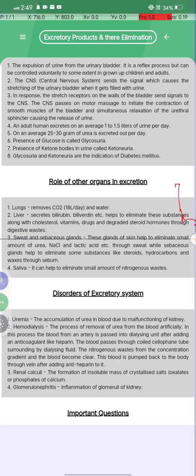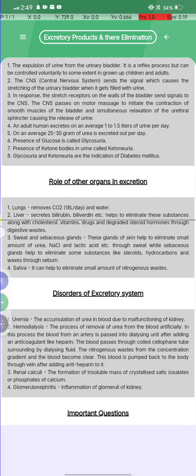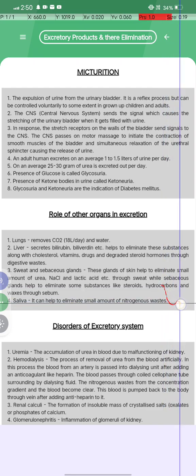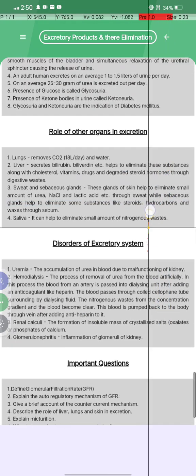Sweat and sebaceous glands. These glands of the skin help to eliminate small amounts of urea, NaCl, lactic acid, etc. through sweat, while the sebaceous glands help to eliminate some substances like steroids, hydrocarbons, and wax through sebum. Okay, what is sebum? After that, what is said about sebum, there should be no difficulty. What is saliva? It can help to eliminate a small amount of nitrogenous waste.